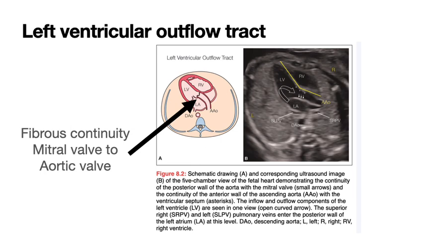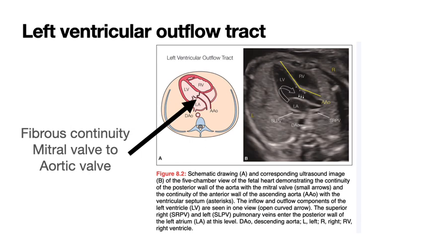In other words, you can see all 4 chambers plus this thing in the middle, which is the left ventricular outflow tract. Now, when you get that view, you can see that the mitral valve and aortic valve are very close to each other, and as we've said millions of times before, the annulus of one kind of blends right into the annulus of the other, so you get this fibrous continuity of the mitral valve to the aortic valve.